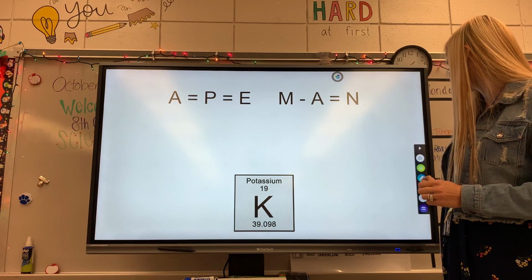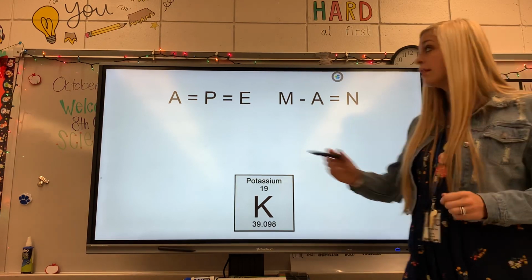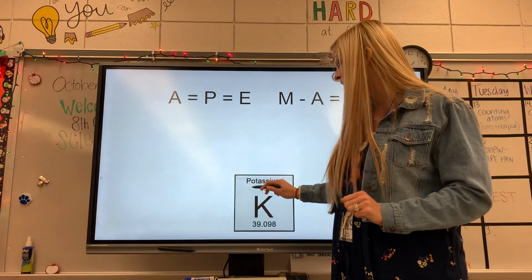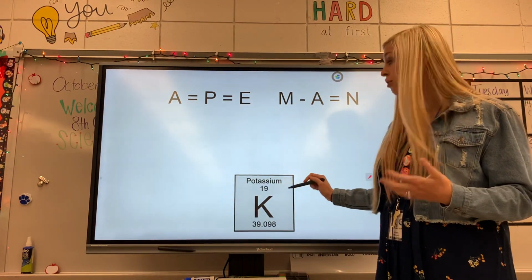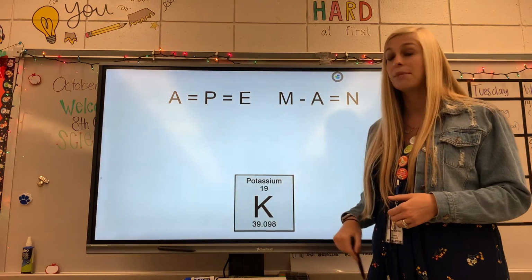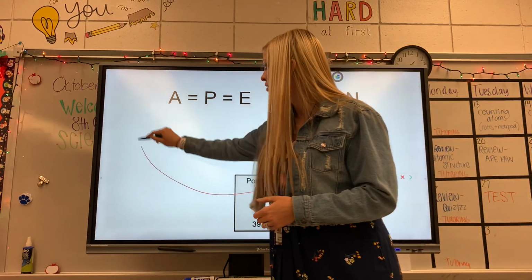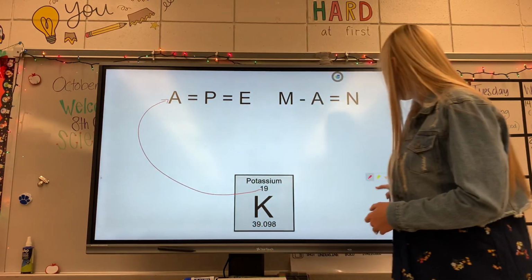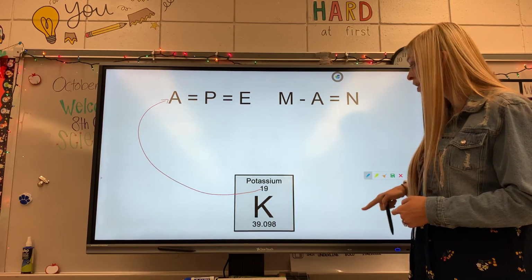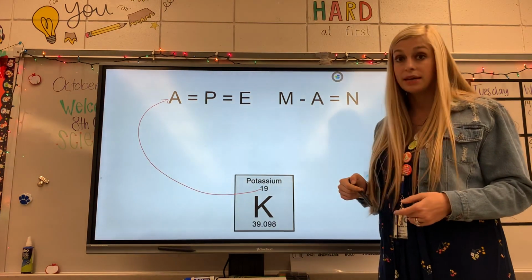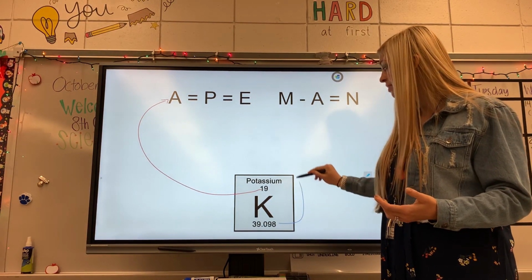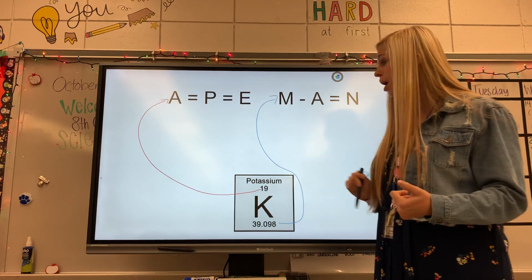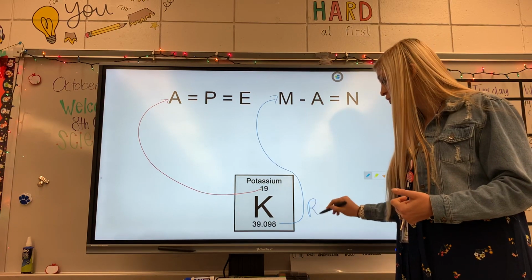So let's review real quick. The A in 8-man stands for atomic number. I just picked an element, I picked potassium. Remember, the atomic number is the number on top. The M in man stands for the mass number. Remember, the mass number is the number on bottom, and we always round.